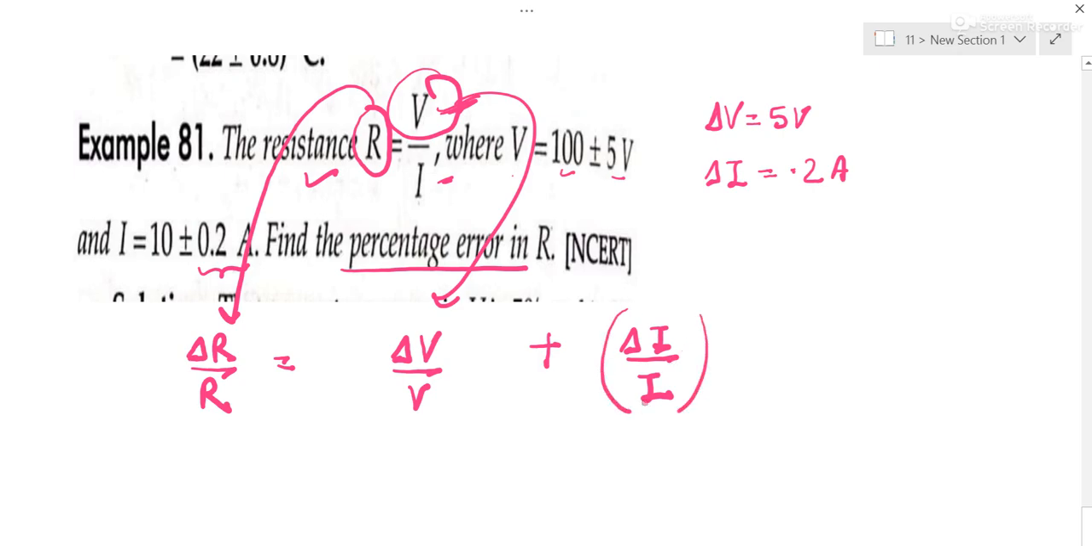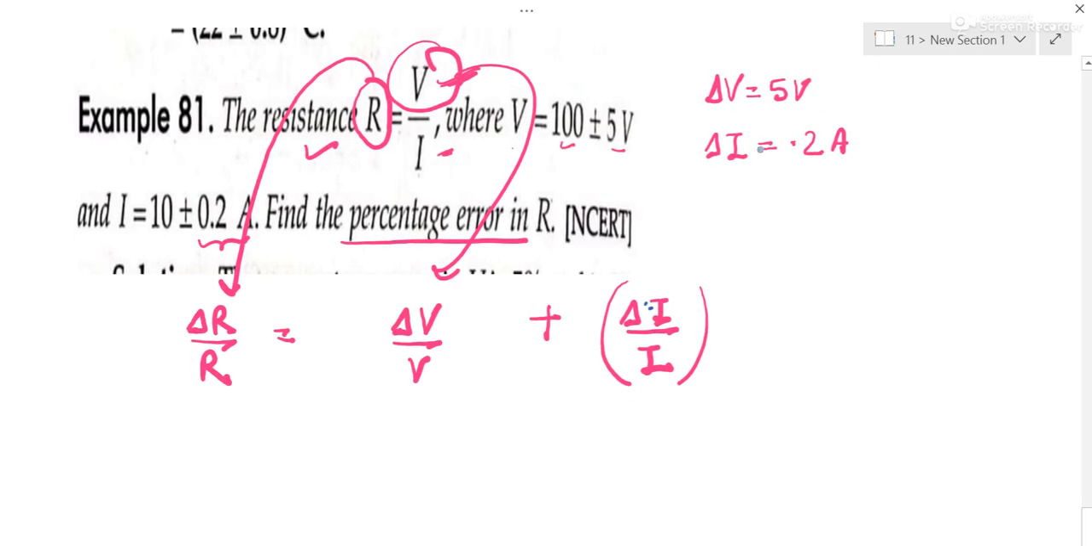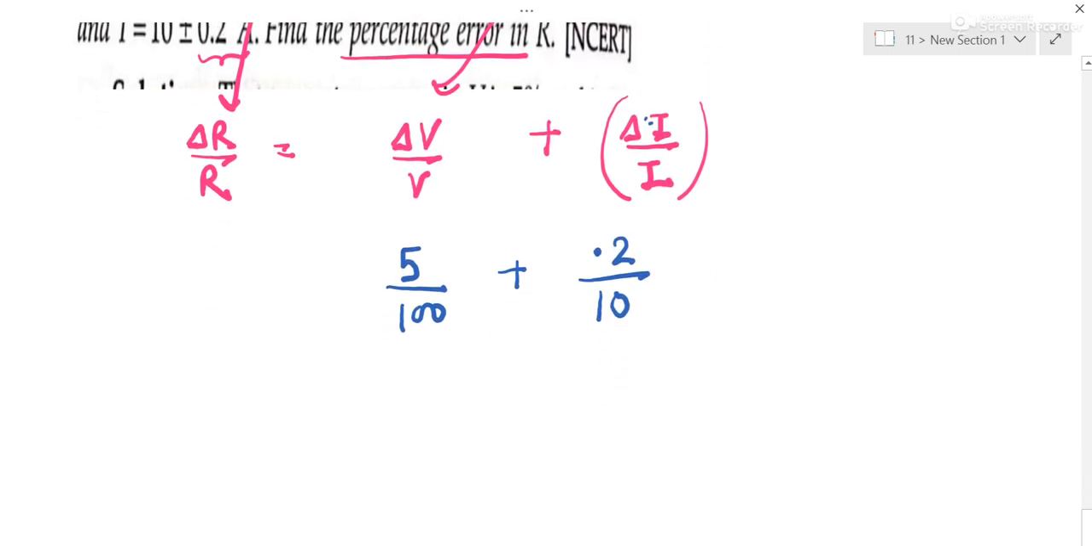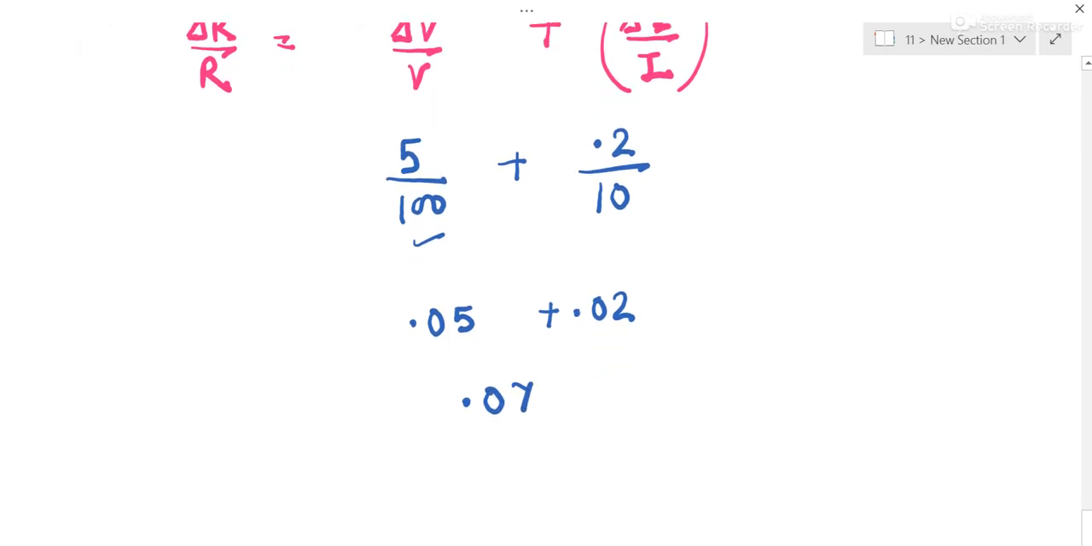Now you can put the values simply. Let us substitute the values. This is 5, upper value is this 100 plus 0.2, this is 10. So you can divide and do it properly. This is 5 by 100, 0.05, and this is 0.02. So it is 0.07. So what is 0.07? Your left hand side is relative error in resistance. So this is the answer.